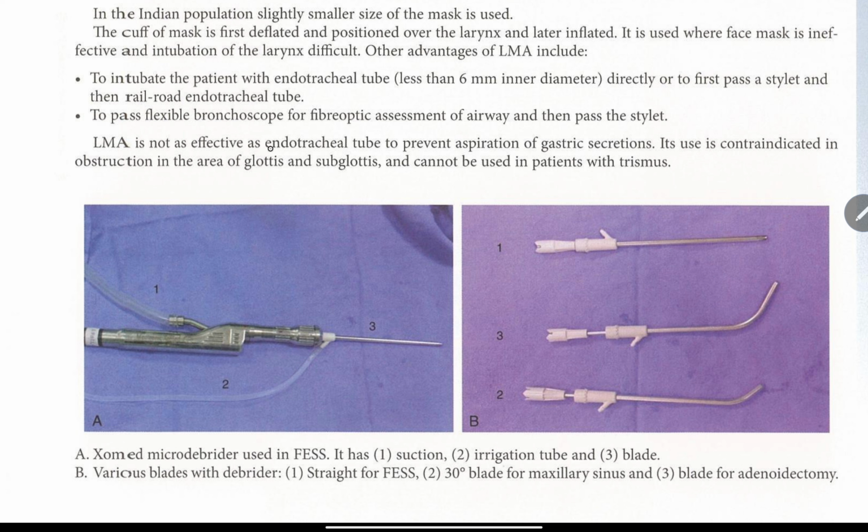LMA is not as effective as an endotracheal tube to prevent aspiration of gastric secretions. Its use is contraindicated in obstruction in areas of glottic and subglottic, and it cannot be used in patients with trismus.